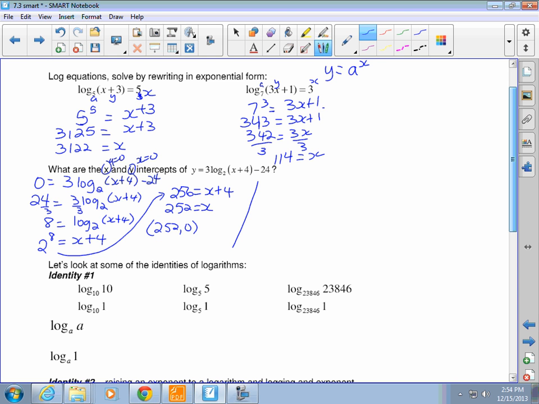For your y-intercept, you let your x equal 0. So I have y is equal to 3 log base 2 of 0 plus 4 minus 24. So same thing, I'm just going to solve. 24 is equal to 3 log base 2 of 4, divide by 3, so that gives you 8 is equal to log base 2 of 4.